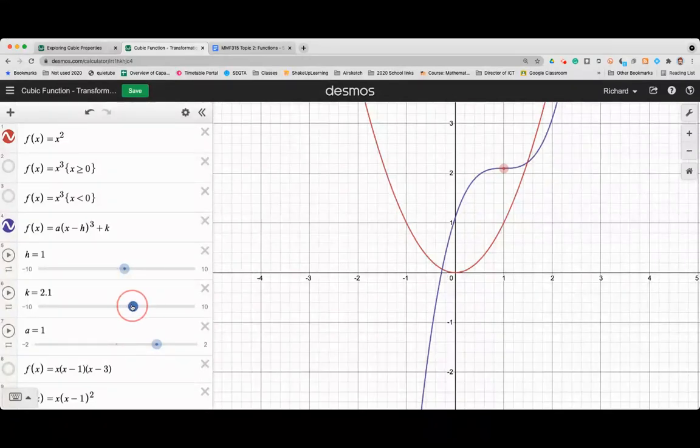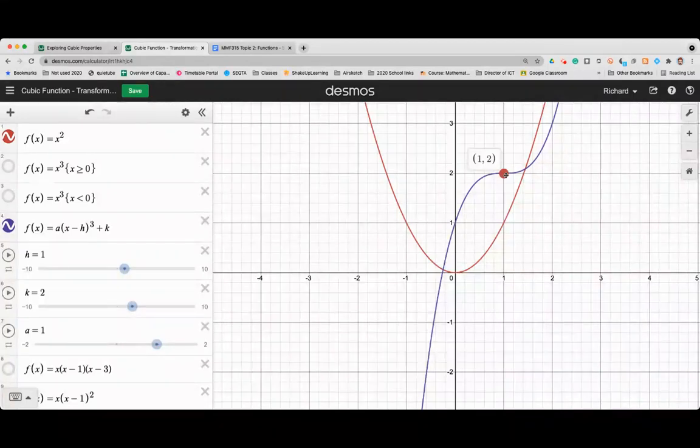If I go 1 and 2, the point of inflection, as you can see, i.e. the place where it stops being concave down and starts being concave up, is now 1, 2. Okay, it's the h value and the k value. Is that okay? So straight away, if I said to you graph f of x equals x minus 2 all cubed plus 3, you should be able to do that because you know the shape, concave down, then concave up, point of inflection at 2, 3.